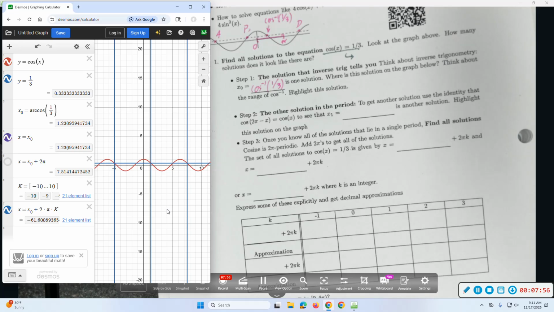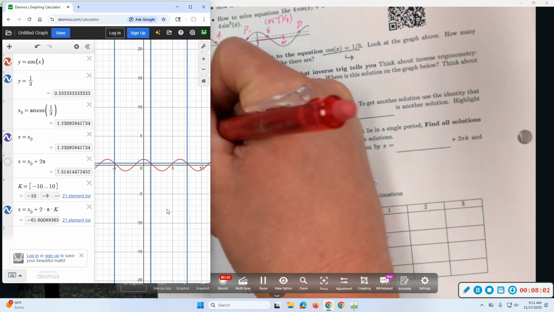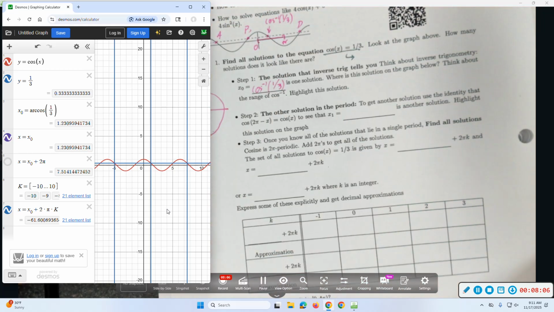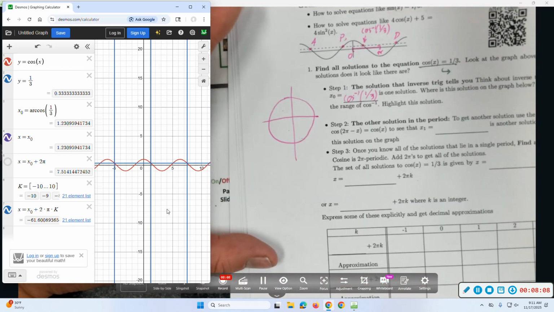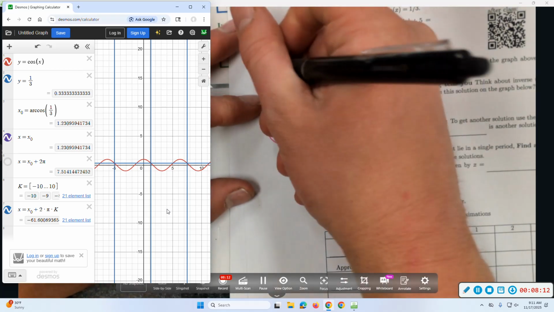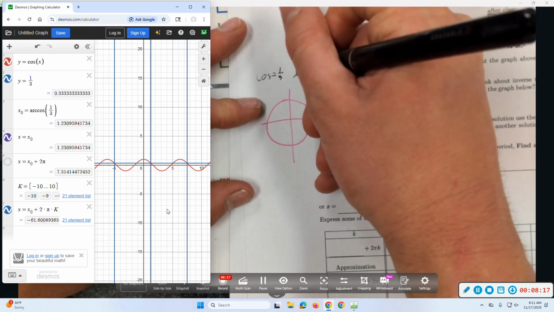Let's think about some symmetries of the unit circle. Let's draw. There's a unit circle. On the unit circle, is cosine the x value or the y value? Cosine is the x value. So I want cosine equal to 1 over 3. Let's draw a line of x equal to 1 over 3.